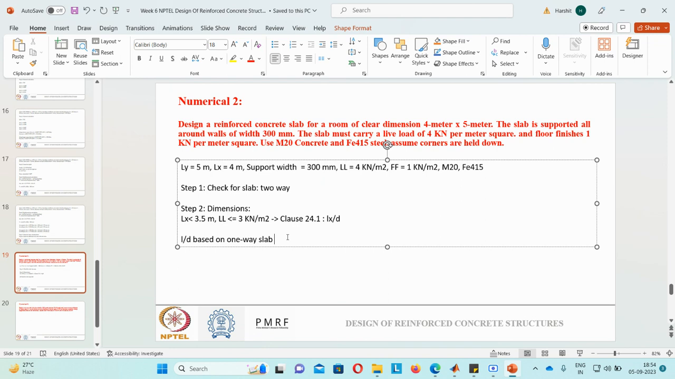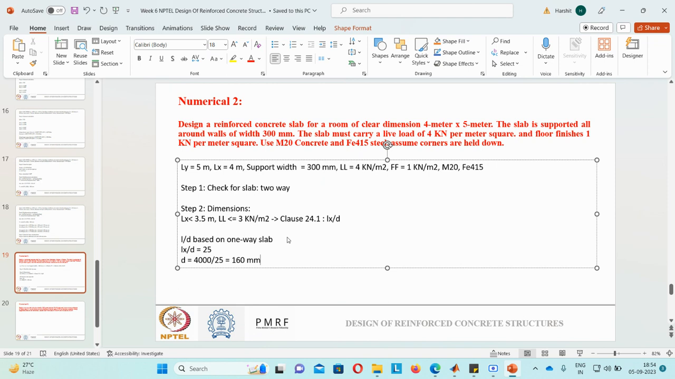Now generally for one way slab design, for a simply supported slab, we need to go for an lx by d ratio of 20. But since there can be some modification factor also, let's assume my lx by d as 25. If I assume lx by d as 25 initially, it will provide me control over deflection, and I will get the d value as 4000 divided by 25, which is nothing but 160 mm. So this will be my effective depth.